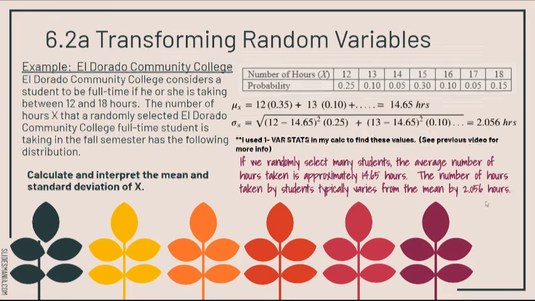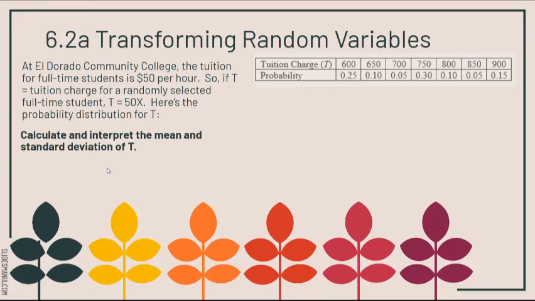Go to the next slide. At Eldorado Community College, the tuition for full-time students is $50 per hour. So if T equals tuition charge for a randomly selected full-time student, then we would have T equals 50X. Here's the probability distribution for T. So it's the same data. They just changed from number of hours to the charge. So it's like 12 times 50 to get these values.